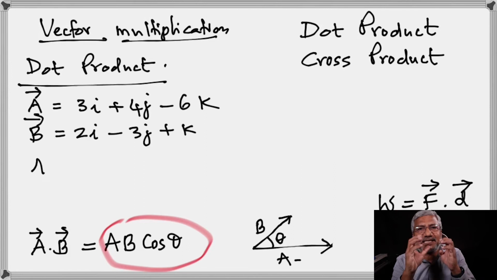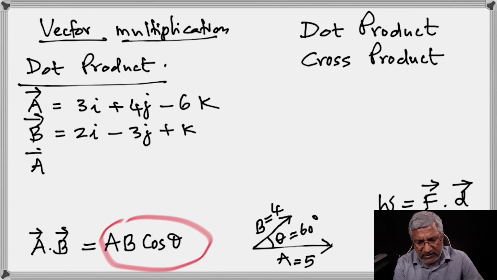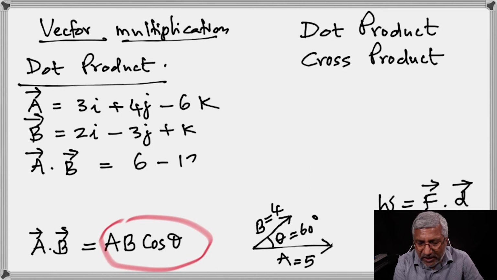So work is a scalar, although it's the dot product of two vectors. Why? Because a dot product of two vectors always gives you a scalar. All right, so now how do you find the dot product of these two? A is 5, B is 4, theta is 60. Simple, it's 5 times 4 times cosine 60, which will come out to be 10. Check it out. I've not written it, but check it out.